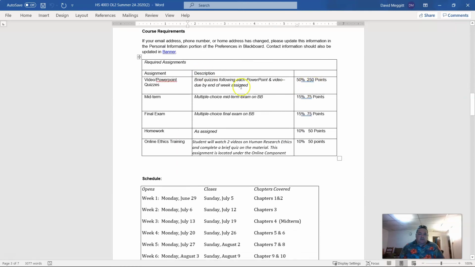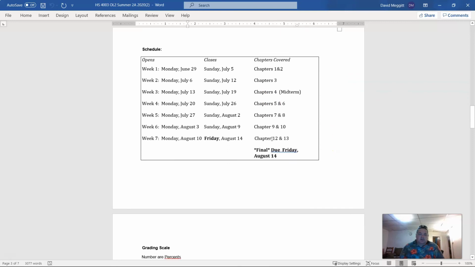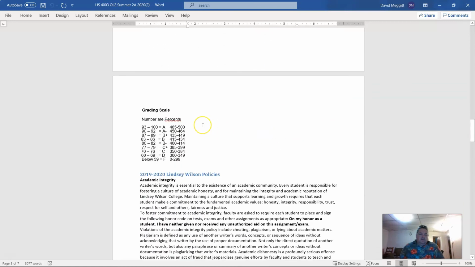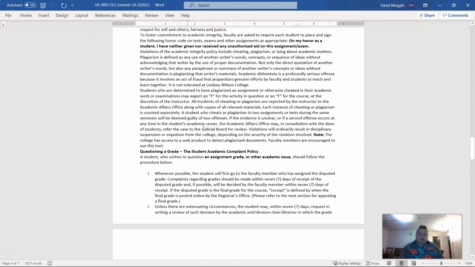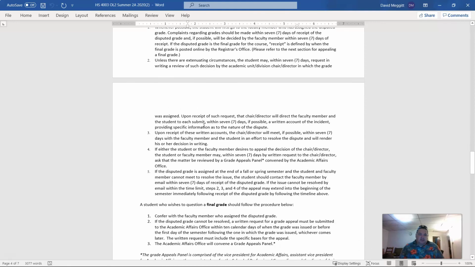For the course requirements, you'll have video and PowerPoint quizzes, which will be worth 250 points. You'll have your midterm worth 75, your final worth 75, and homework as assigned will be 50 points. Things like the discussion board introduction will be worth some points. And then online ethics training is 50 points, and that's in the first week. And that is the schedule again. These are the grading scale, and then these are the Lindsey Wilson policies, whether you have a question on a grade, academic integrity, etc.